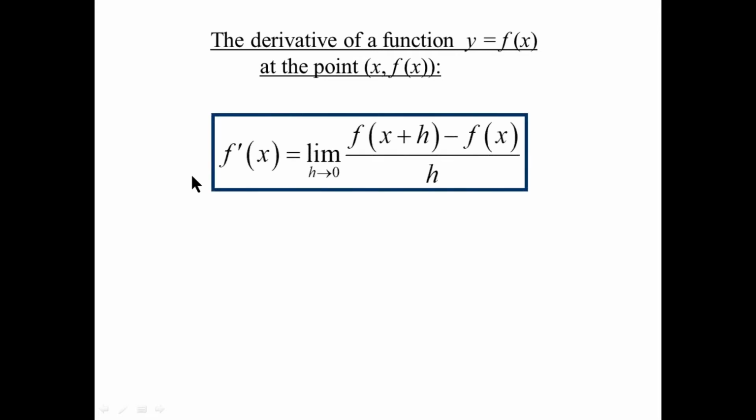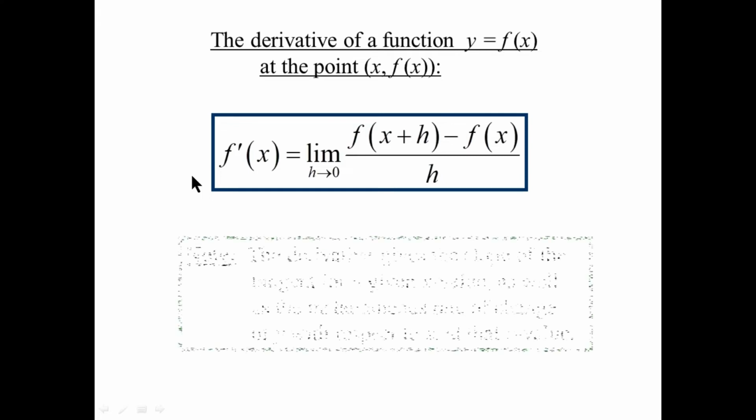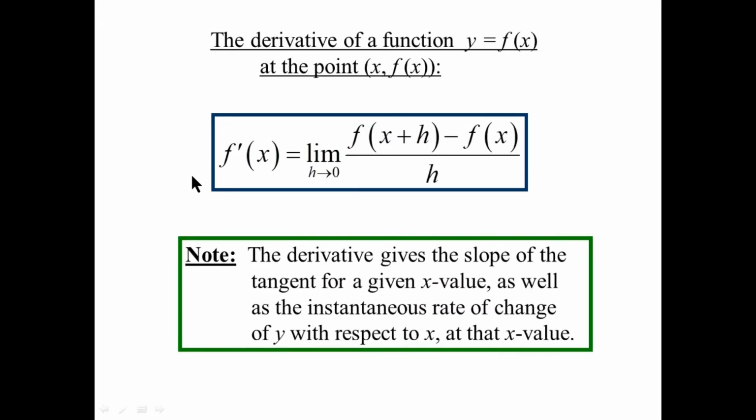The derivative of a function y equals f of x at the point x, f of x, is, and here's our formula for the derivative from first principles. f prime of x equals the limit as h approaches 0 of f of x plus h minus f of x, over h. Note the derivative gives the slope of the tangent for a given x value, as well as the instantaneous rate of change of y with respect to x at that x value.